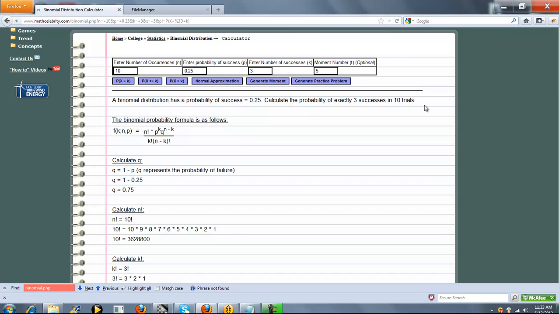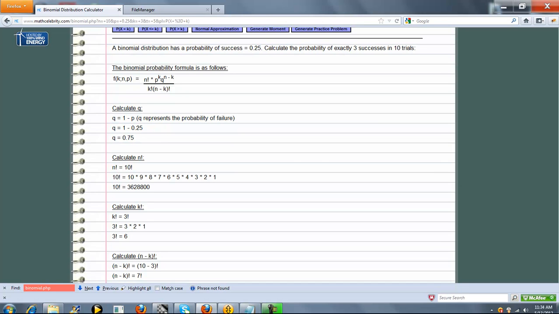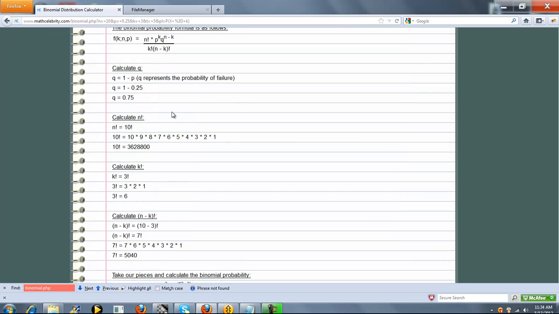So essentially, a binomial distribution has a probability of success of 0.25. Calculate the probability of exactly 3 successes in 10 trials. So the key word here is exactly. So first, our probability formula is this. We first calculate q, which is just 1 minus p. And then we calculate n factorial and all the other pieces.